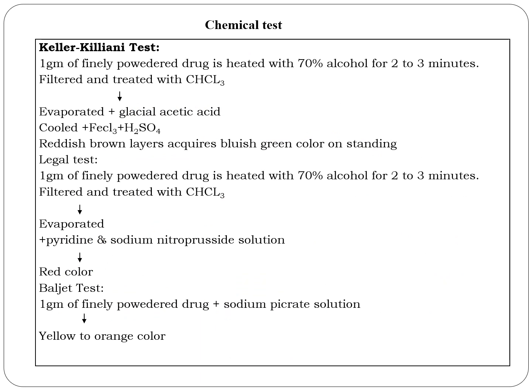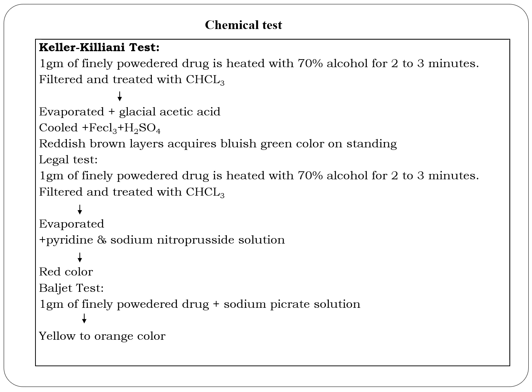Let us see the chemical tests. The deoxy sugars can be identified by the Keller-Kiliani test. In the Keller-Kiliani test, 1 gram of finely powdered drug is heated with 70% alcohol for 2 to 3 minutes. It is filtered and treated with chloroform. It is subjected to evaporation. Then glacial acetic acid is added. Cooled, and ferric chloride and sulfuric acid are added. The reddish brown layer acquires a bluish green color on standing.